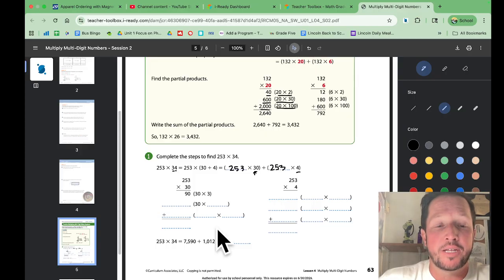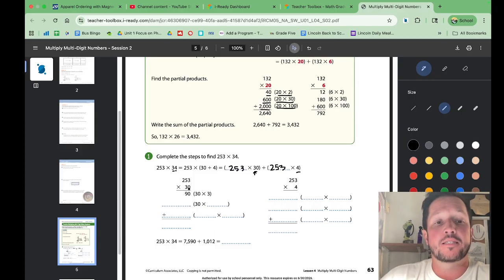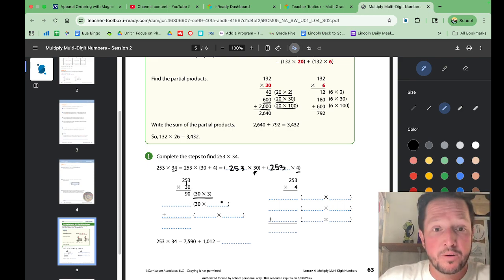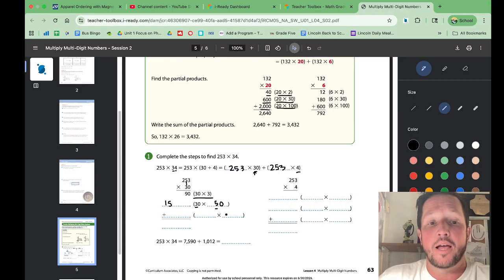So what it looks like down here in the fillable part is they did the first one for you, where it's 30 times 3. And they filled that in. So the next one you get is 30 times 5, or 5 in the tens place, which is actually 50. And when you do 30 times 50, all you really have to do is 3 times 5, which gives you 15. And then the 2 zeros you add on at the end.